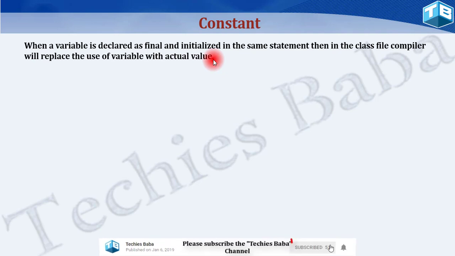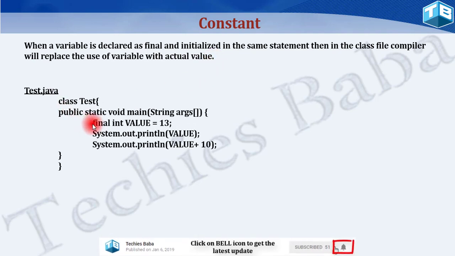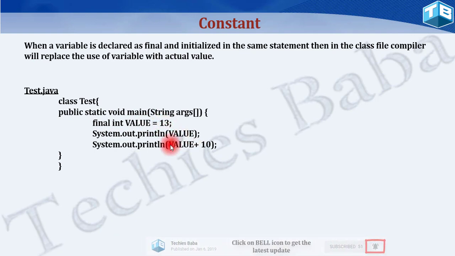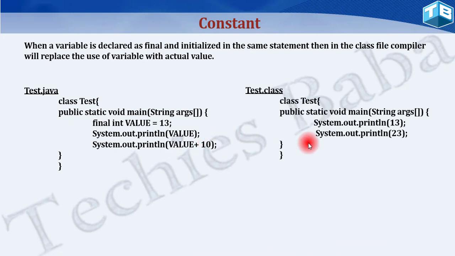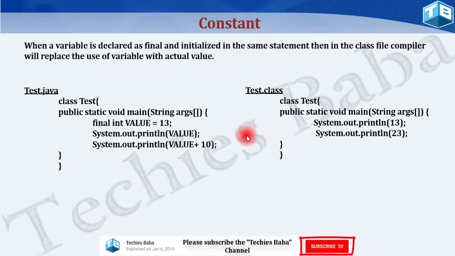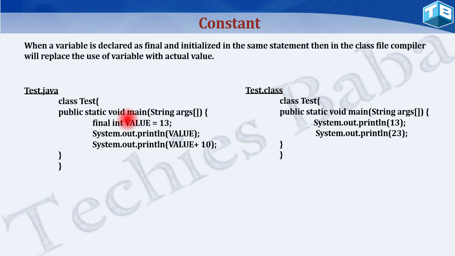Like if you are writing code where final int value equal to 13, and then you print 13, or 13 plus 10, then your compiler will replace it with the actual values, that is 13 and 23. It will not use the variable name. It will just replace the actual data wherever you are using the constant, the final variable. But this concept is not for the blank final variable. It is only for the final variable that is initialized in the same statement. This is about the constant.